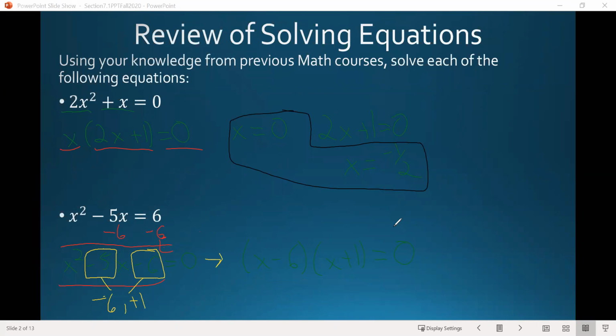And then just like the one above, because we have two things being multiplied set equal to 0, the way that we solve this is by taking each piece, the x minus 6 and the x plus 1, and setting those each equal to 0. When we do that, we end up with x equals 6 and x equals negative 1. Those would be our two answers there.